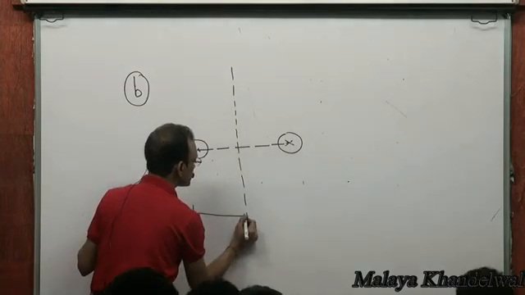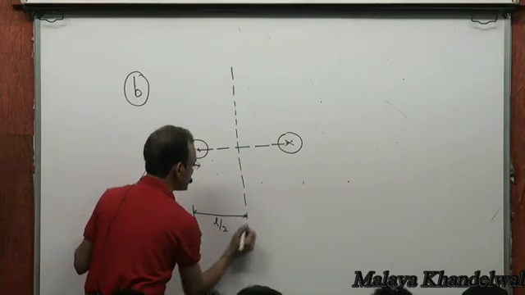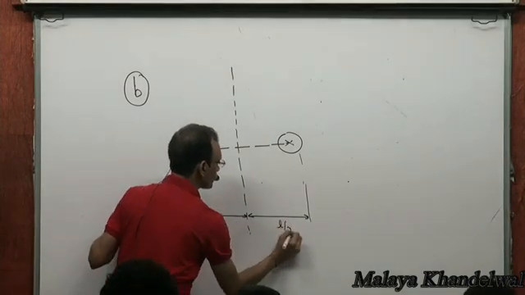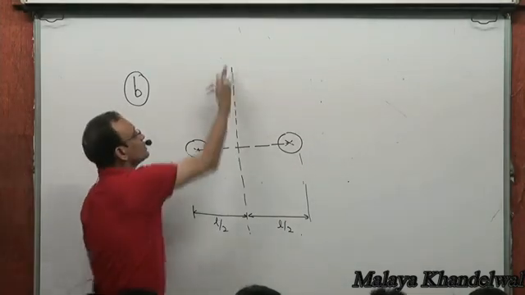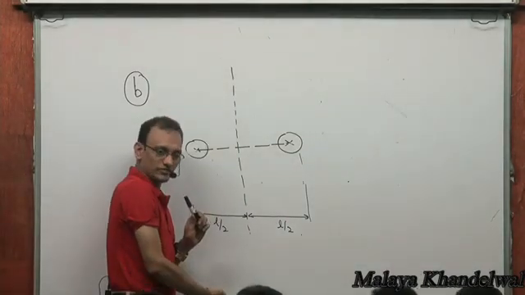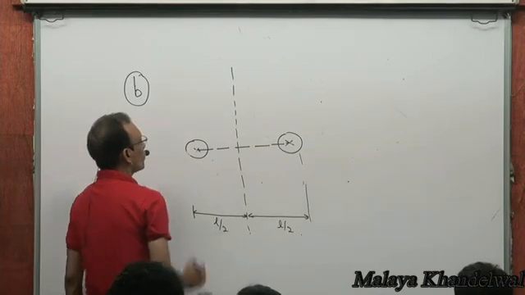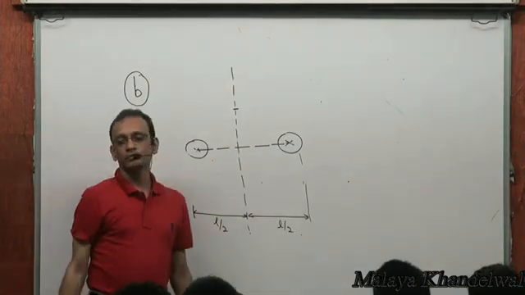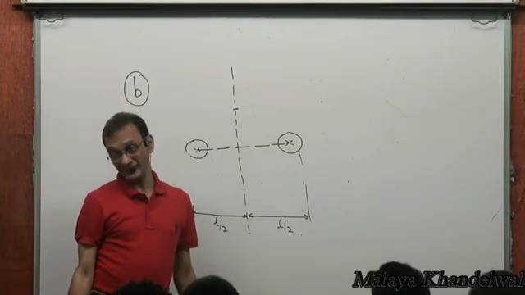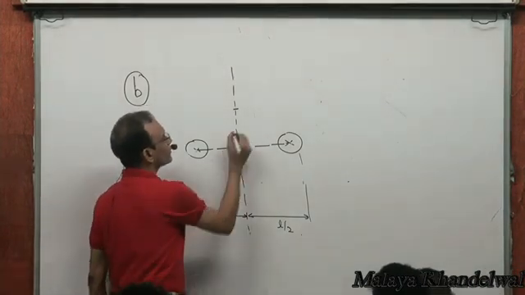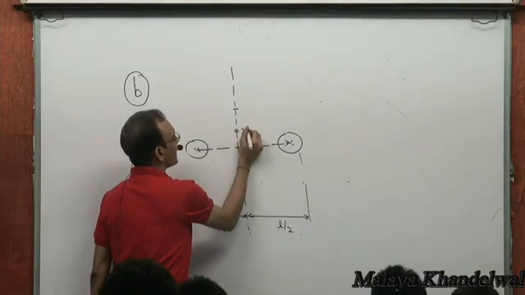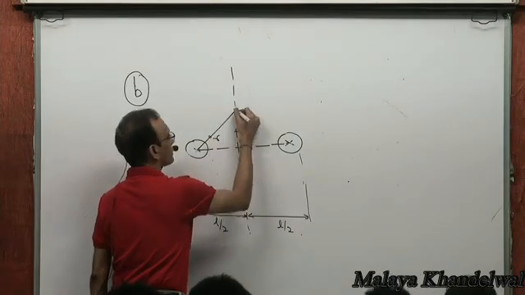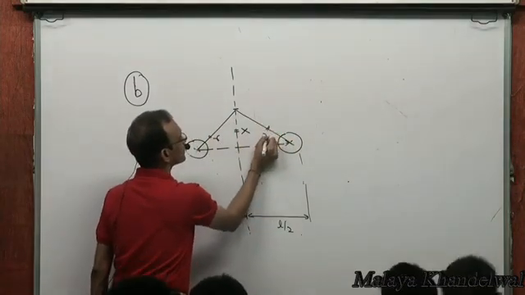That means this is L by 2 and this is also L by 2. This is the plane of symmetry. On this plane of symmetry, I want to identify a point where the electric field would be a maximum, right? Say this distance is x. This is R and this is R.